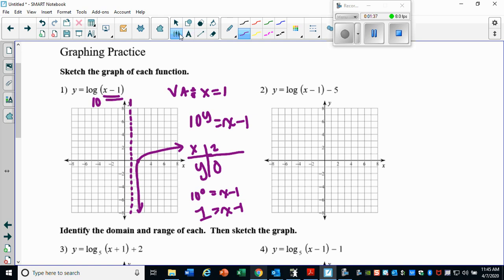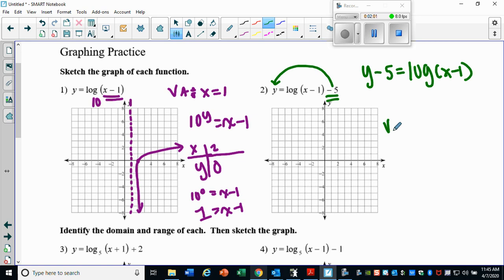Now your second one over here, there's a little trick with it. What is that little trick? That little trick is the fact that you have this minus 5. So before you rewrite this as an exponent, you want to move that minus 5 over so there's nothing outside of this log. It's going to be written as y minus 5 equals log of x minus 1.